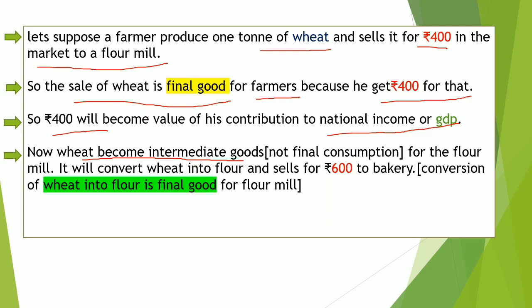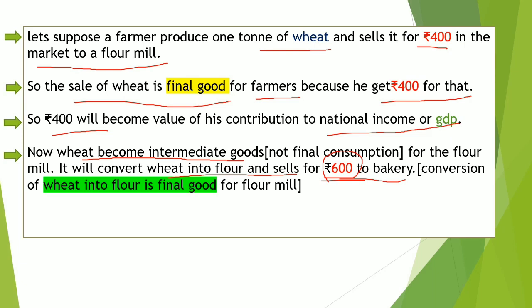He will convert the wheat into flour and sell it for 600 to a bakery. See, the flour mill got the raw wheat for 400. Now he will convert the wheat into flour, and after converting he will sell it to a bakery for 600. Here you can see that he's taking 200 as a profit, meaning 200 for converting the raw wheat into flour, and he sells it for 600 to a bakery.